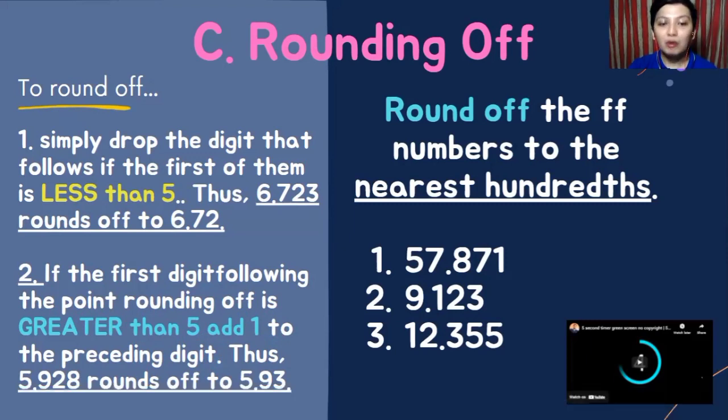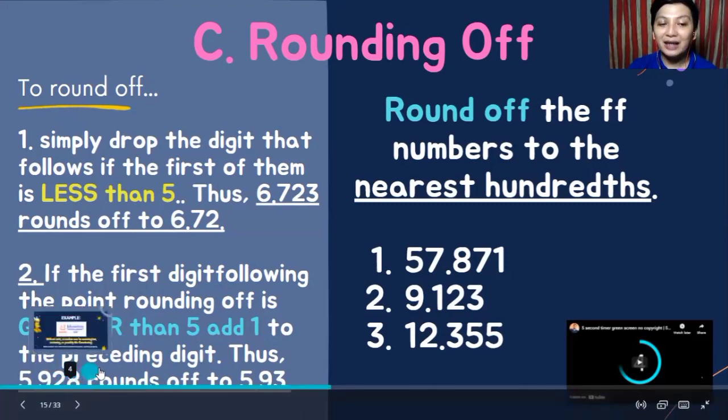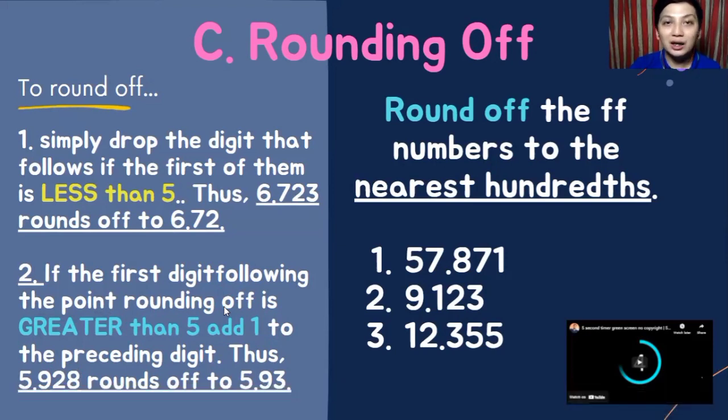Thus, 5.928 rounds off to 5.93. Here, 8 is greater than 5, so we need to add 1 to the number before it. So 2 becomes 3. That's why the answer is 5.93. Okay, it's easy, right?